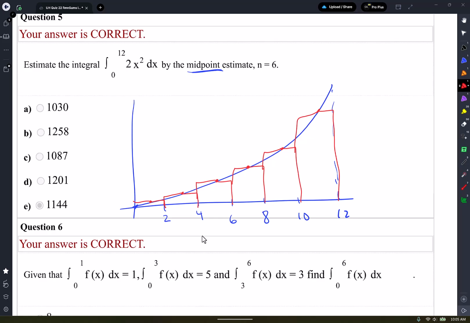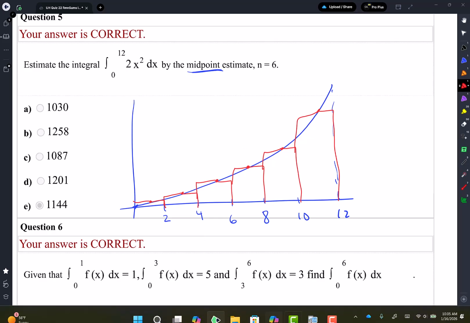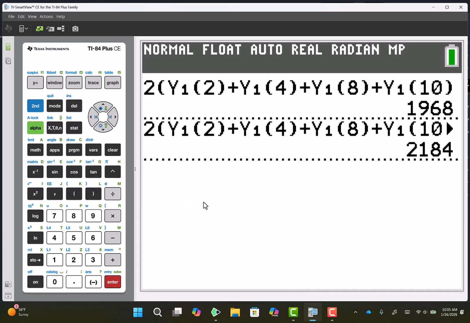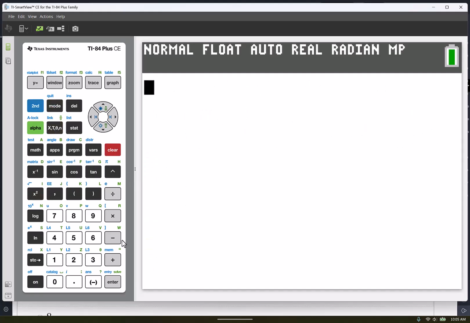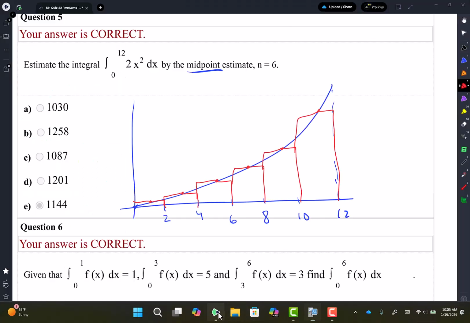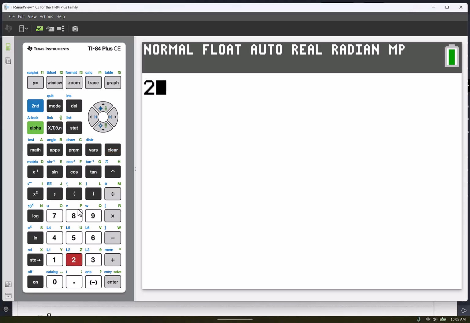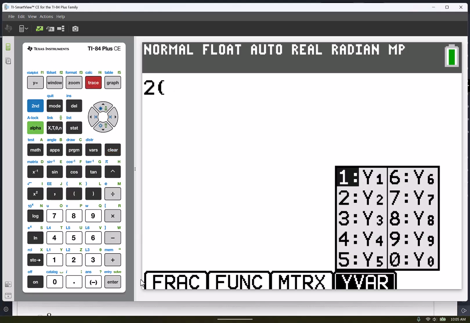Do the visuals help, guys? All right. Doing the same thing. I come back. I go to y1. I'm going to type, what was it? 2x squared? So there's my 2x squared. I'm going to factor out, wait, do I factor anything out? Oh, yeah, because it's width times height. So I'm going to factor out 2, open parenthesis, alpha trace.